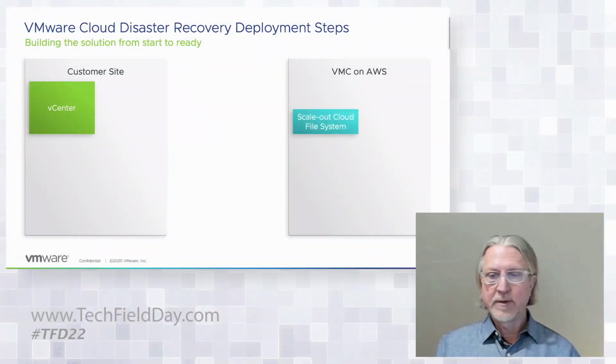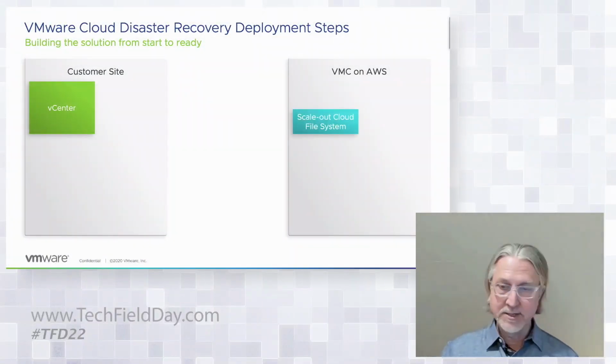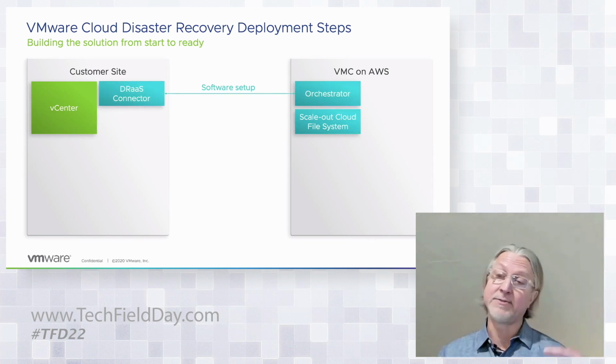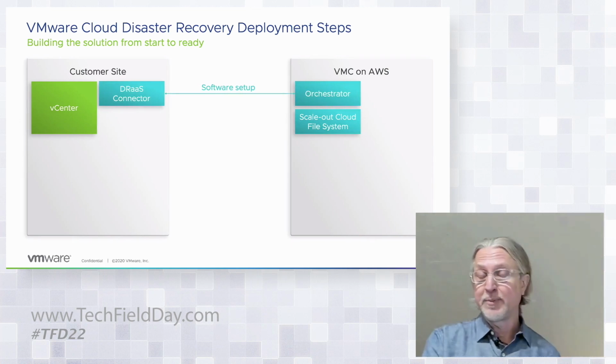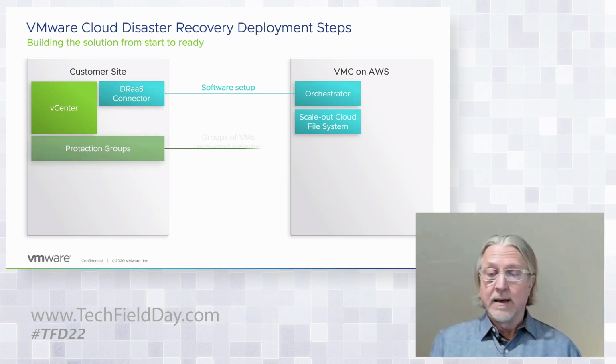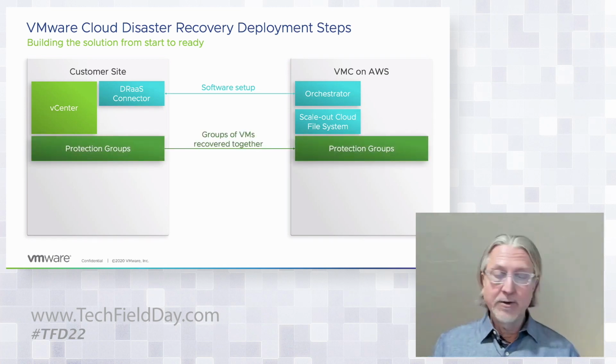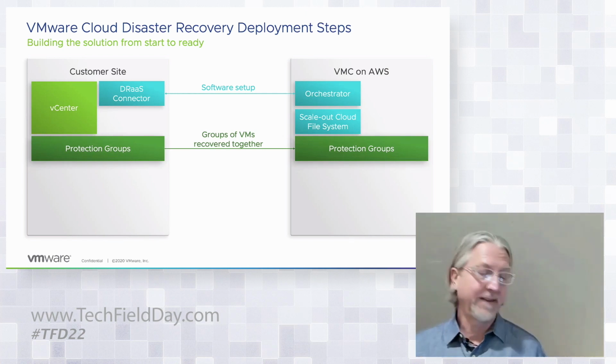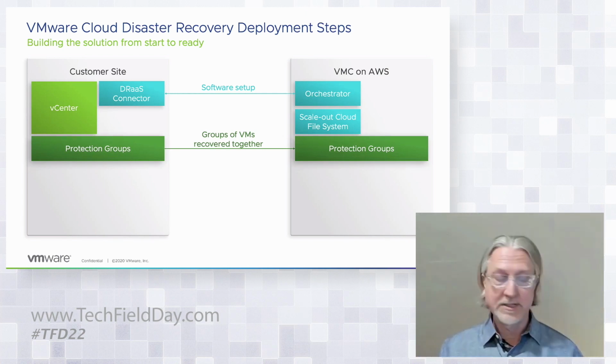On the left-hand side, I've got my on-prem vCenter environment, all right? And I want to build a DR solution with VMware Cloud Disaster Recovery. What I'm going to do is get the scale-out file system, get the orchestrator. The orchestrator is going to allow me to set up my DRAS connector into my on-prem environment. We're going to see that. Then I'm going to be able to build protection groups and begin protecting my on-prem environment into the scale-out file system as soon as that's set up.